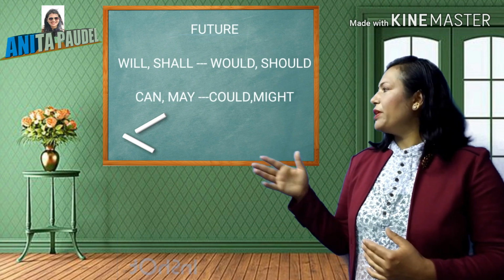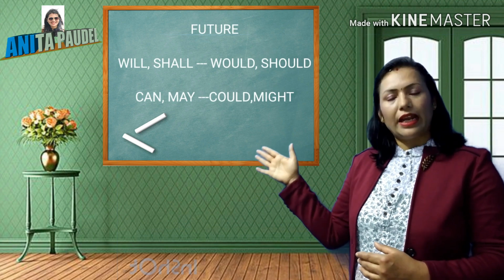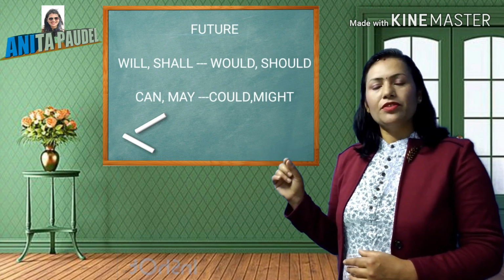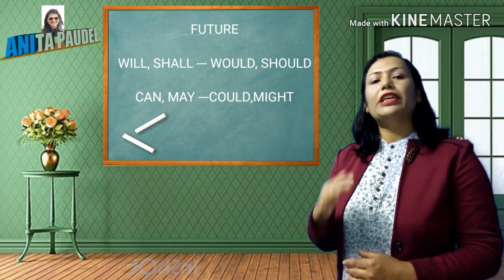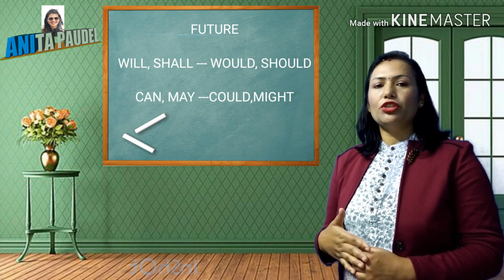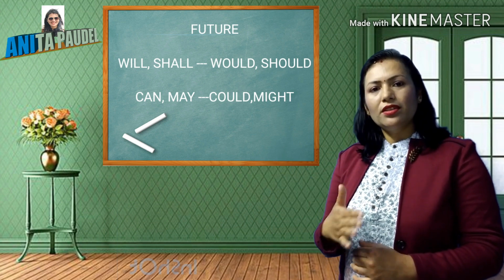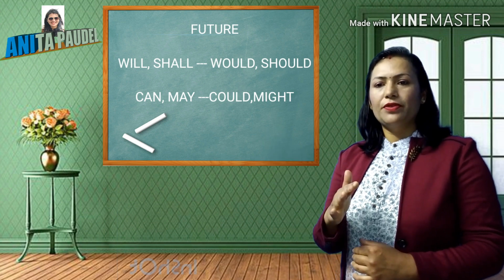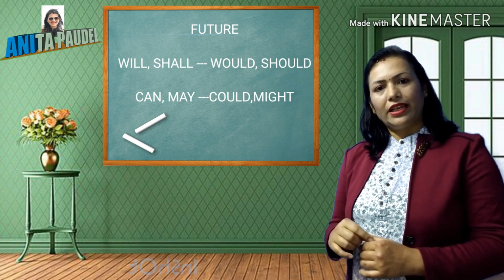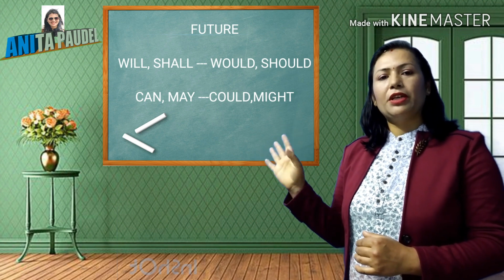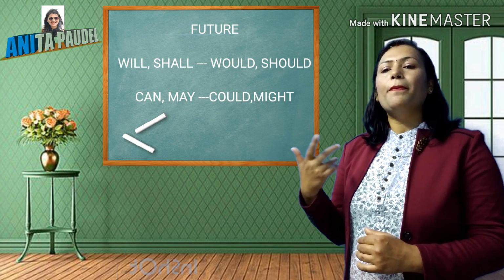Likewise, if the speech is in future, that means if there are the helping verbs or the auxiliary verbs shall or will given, then they must be converted into past form of them. Like will becomes would, shall becomes should. Other modal auxiliaries like can, may become could or might.